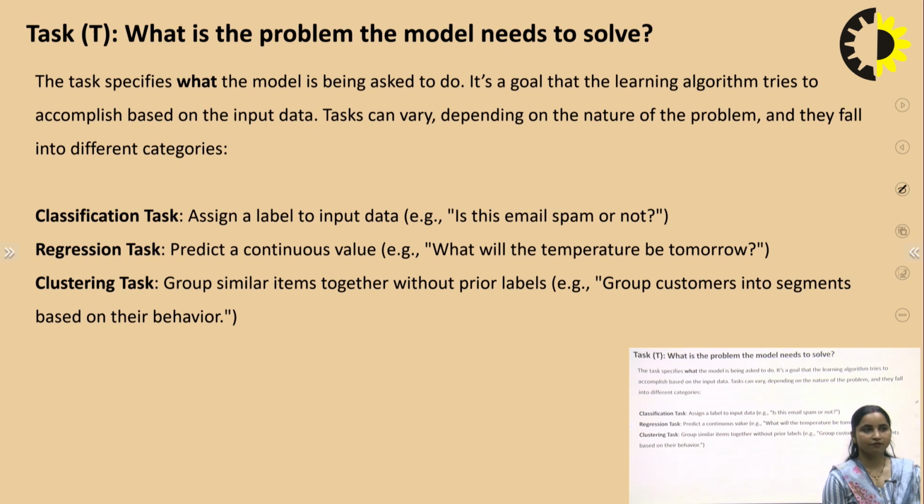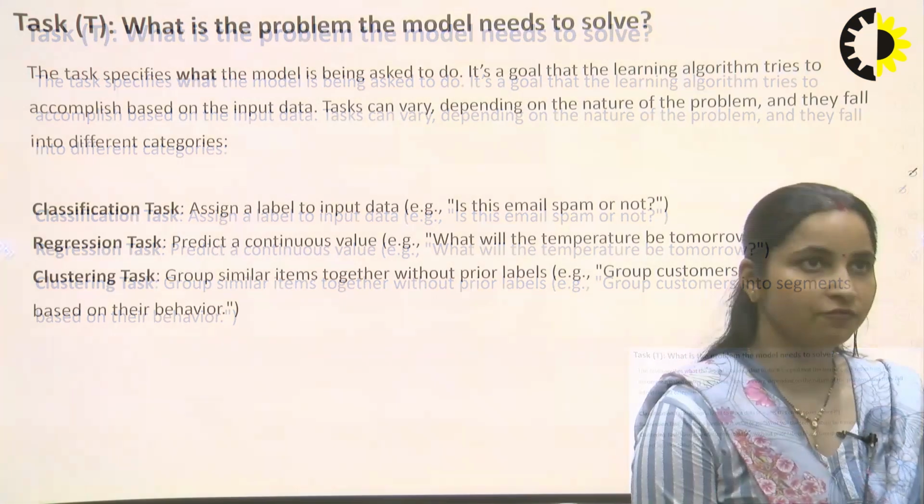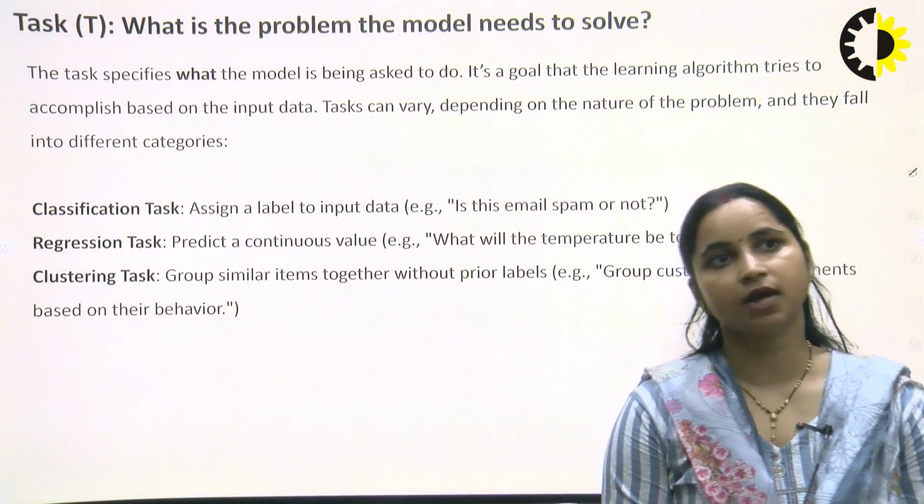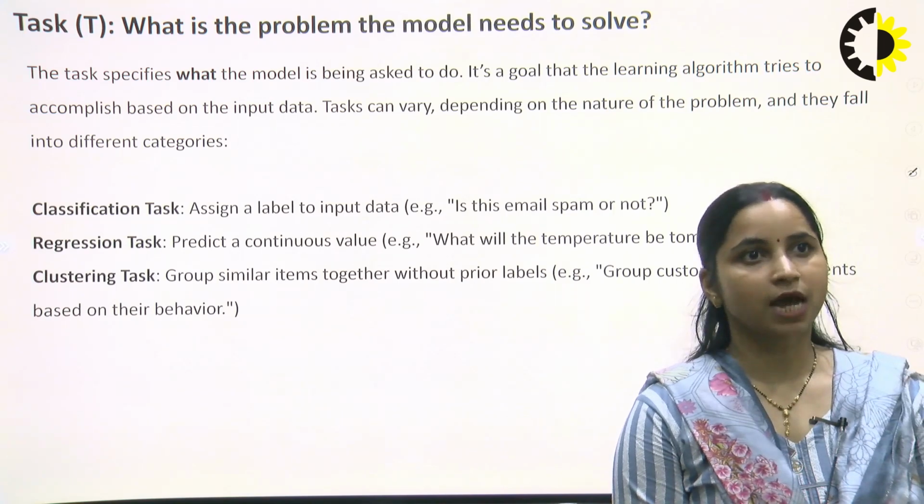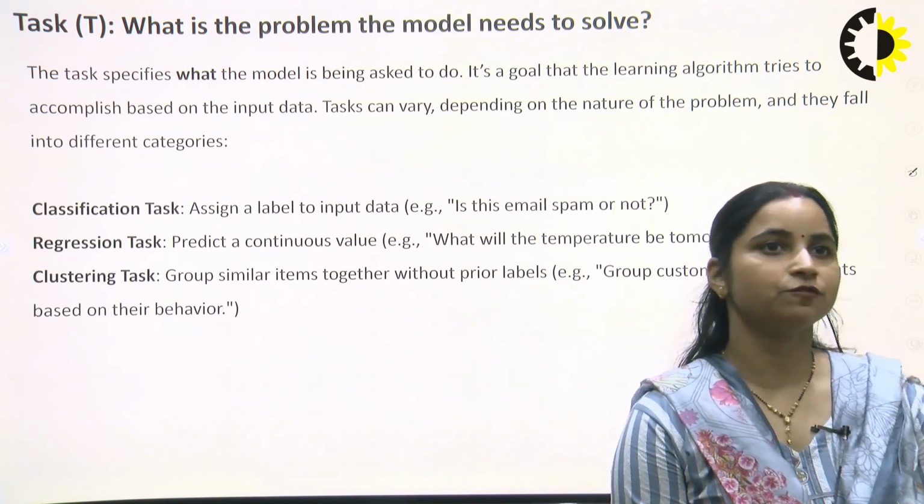So the task can vary for different problems, right? If we talk about the problem of classifying mails as spam and not spam, the task is different there. If we are talking about a self-driving car, the task is different there. So the task can vary depending upon the nature of the problem.